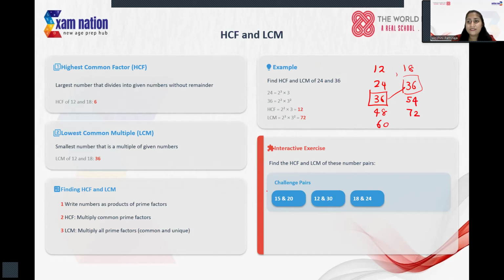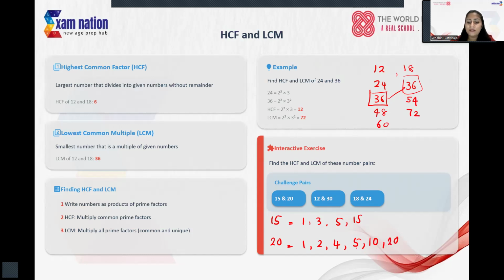Good. Now let's do one simple exercise, right? Find the highest common factor and least common multiple of these number pairs. 15 and 20. What is the highest common factor for 15 and 20? Okay, write the factors of 15 and the factors of 20. For 15, it's 1, 3, 5, and 15. For 20, it's 1, 2, 4, 5, 10, and 20.